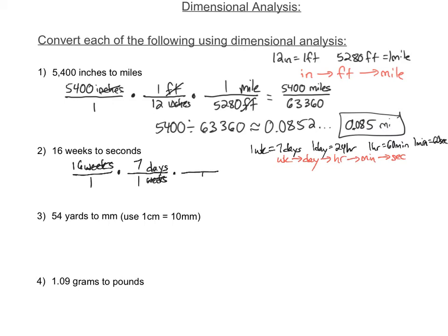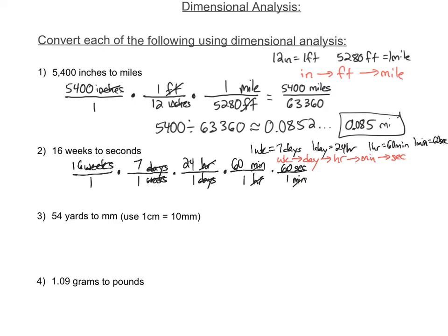Now we can do the same thing to go from days, which should cancel out, to hours. There are 24 hours in 1 day. So days cancel, and I'm left with just hours. And my next one will take me from hours to minutes. There are 60 minutes in 1 hour. And now my hours units cancel. And my very final factor will be going from minutes to seconds. So that's 60 seconds for 1 minute.